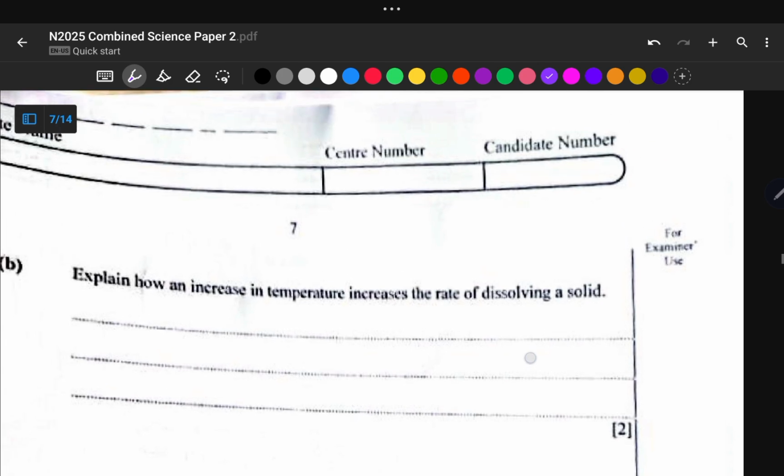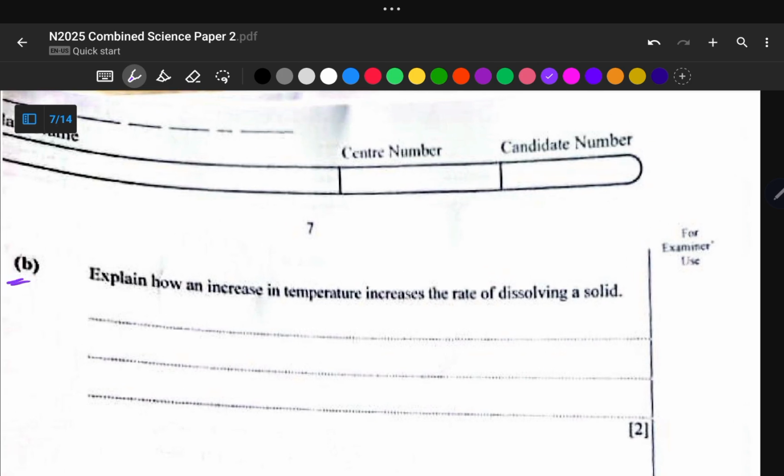So the next part says, part number B, explain how an increase in temperature increases the rate of dissolving a solid. So first you need to understand what you call the kinetic theory of matter. So increase in temperature results in increase in the kinetic energy of the particles, thereby resulting in the increment in the frequency of effective collisions, right? So thereby breaking down the lattice structure, resulting in the dissolving of the solid matter at a faster rate.